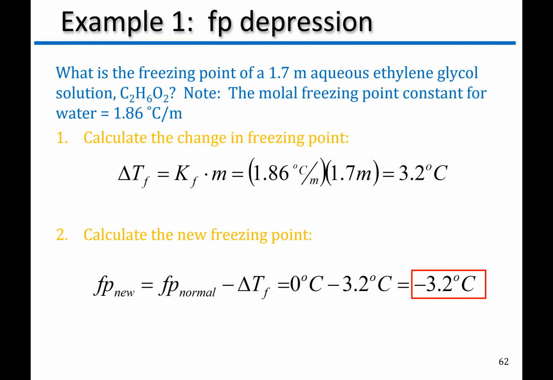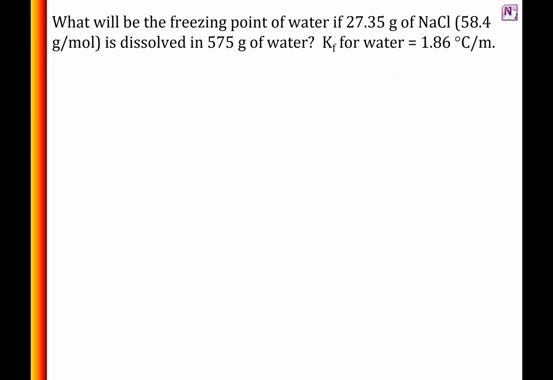So now, we want to calculate our new freezing point. We take 0 and we subtract the delta T, so we end up with minus 3.2 degrees C. And we can do a logic check here. I know the freezing point should go down. I got a number below 0. Does that make sense? Yes. So make sure you do those little logic checks at the end too.